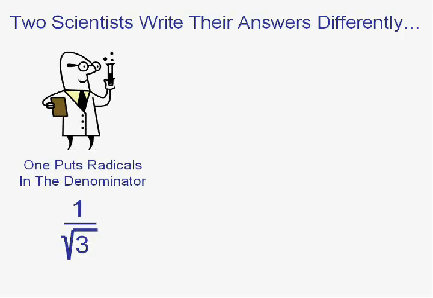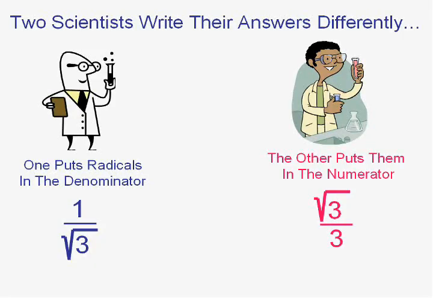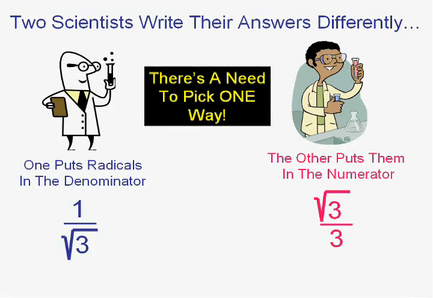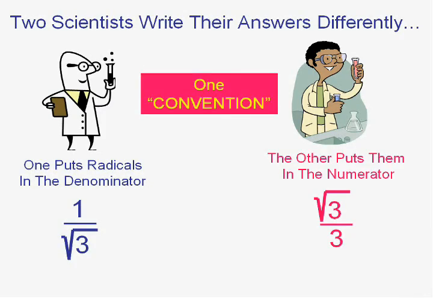The first guy put his radical in the denominator, and the other one put his radical in the numerator. But we still want to be able to compare our answers with each other. We need to pick one way that we're all going to do it. We call that a convention.